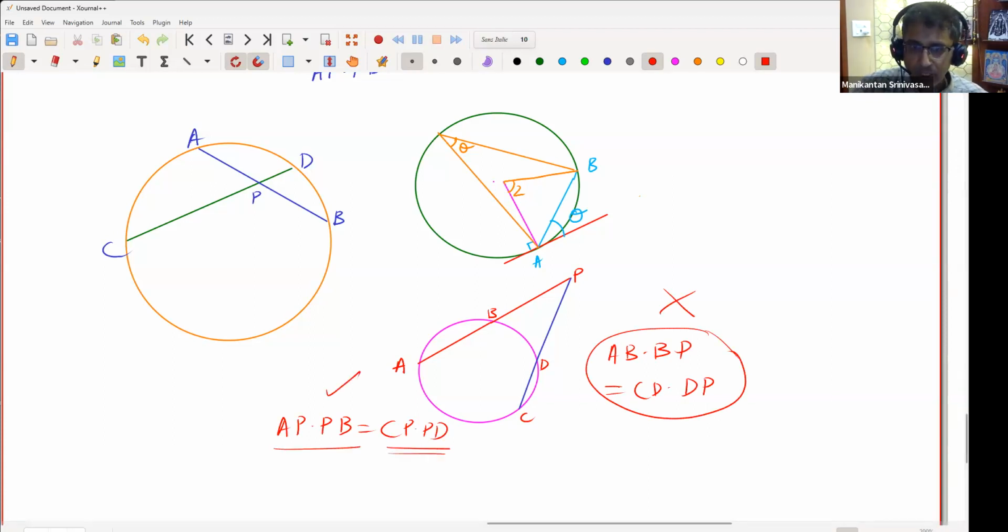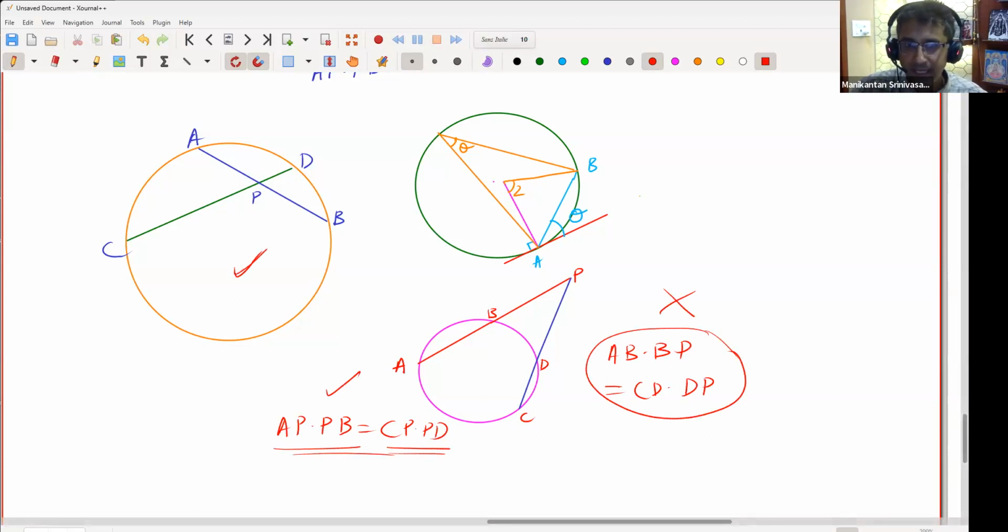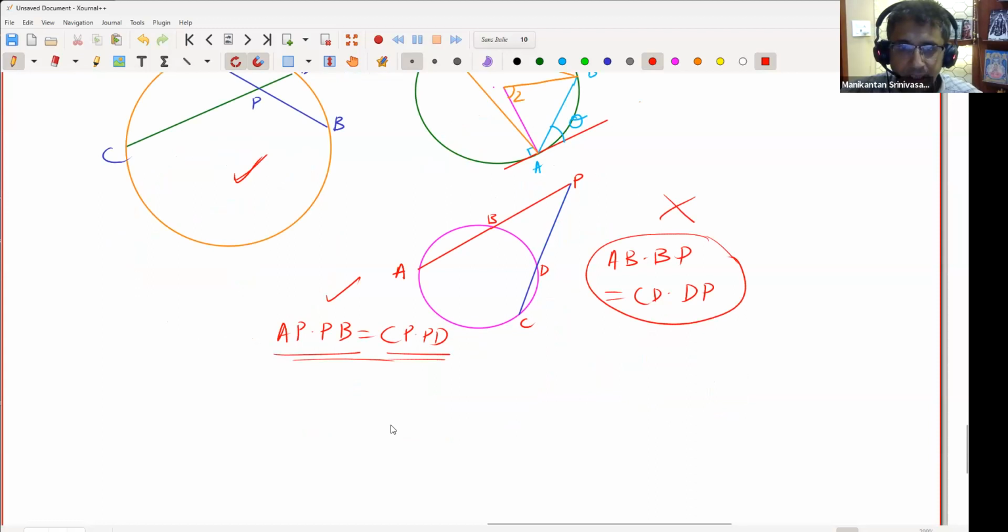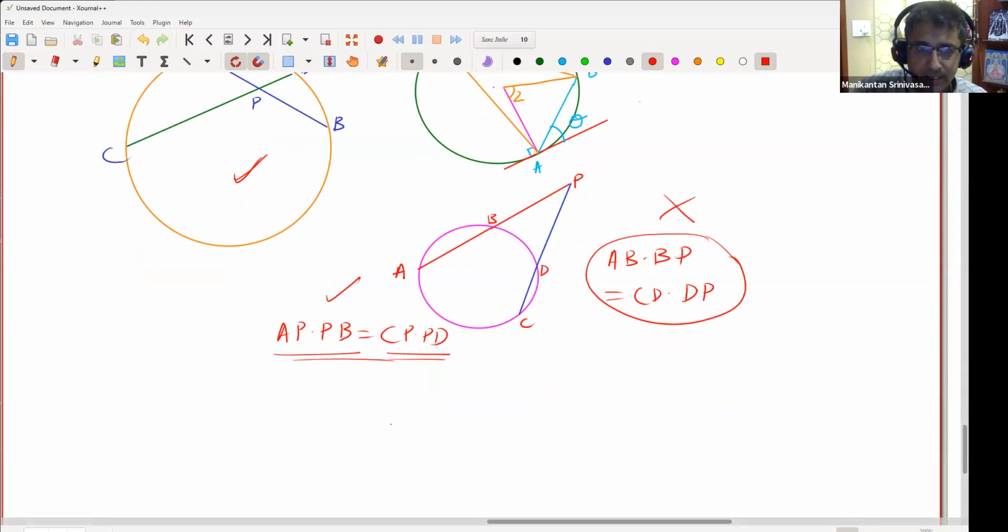AP into PB is CP into PD. And this is obviously true when, not obviously true, it's obvious when things are inside. When things are outside, you should be careful. And in the extreme case, where one of those chords becomes a tangent.